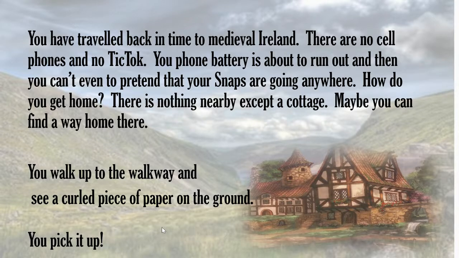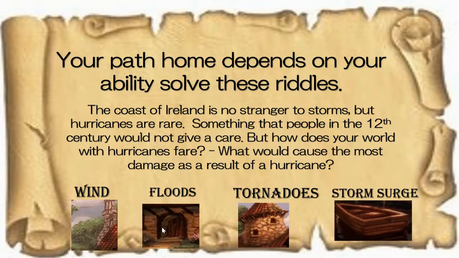There's a little snippet of information they need, so it kind of gets them engaged, and off they go to the next step. And then it leads them into their task, and they need to identify what the correct answer is. Is it wind, floods, tornadoes, or storm surge? And that takes them to the picture in the Jamboard.